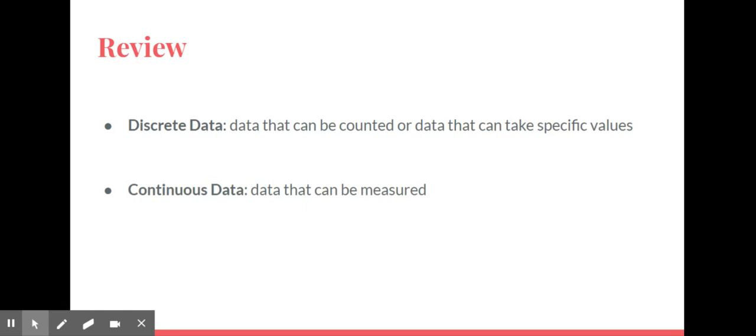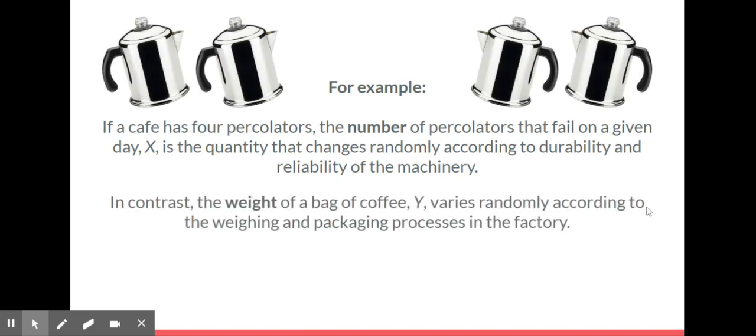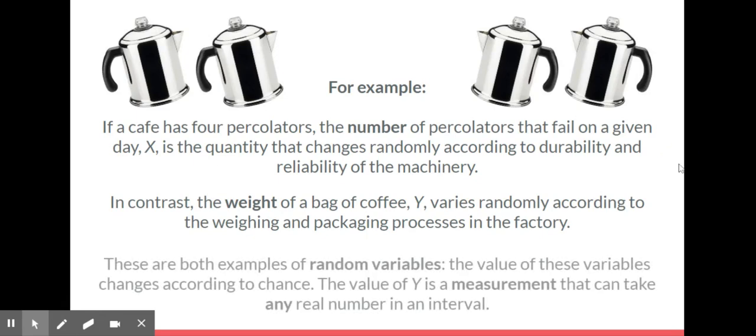We're going to focus on discrete data today, but just to put this in perspective: if a cafe has 4 percolators, aka coffee machines, the number of percolators that fail on a given day is the quantity that changes randomly according to durability and reliability of the machinery. So you can count how many percolators are going to fail on any given day. Versus the weight of a coffee bag varies randomly according to the weighing and packaging process in the factory. So they're both random variables, but one you can count and one is measured.